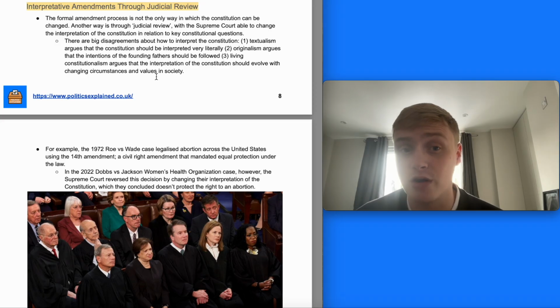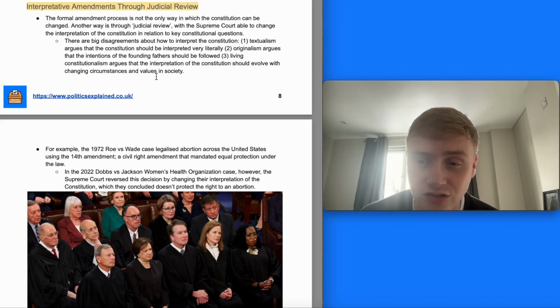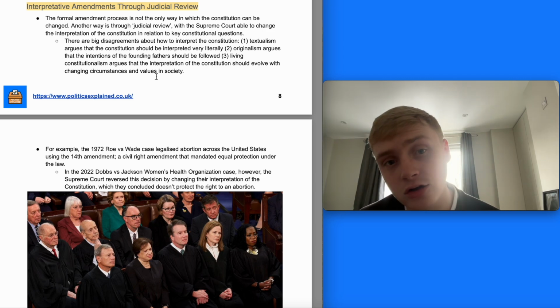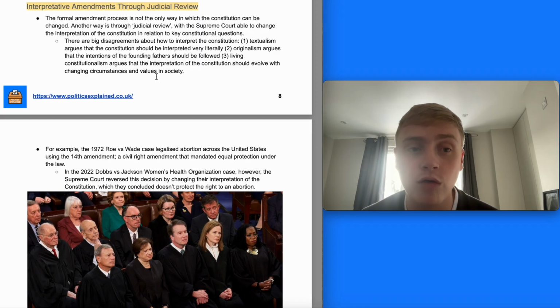There are big disagreements about how to interpret the Constitution. Textualism argues that the Constitution should be interpreted very literally, so exactly what the Founding Fathers were saying. Originalism argues that the intentions of the Founding Fathers should be followed, so not just exactly what the text is saying, but trying to follow their intentions. And living constitutionalism argues that the interpretation of the Constitution should evolve with changing circumstances and values in society.